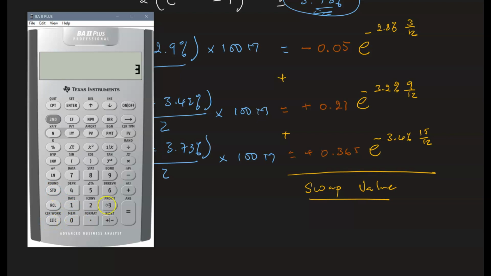Now we're going to do 3.2% multiplied by 9 divided by 12 equal, put the negative sign in front, second exponential, that gives us that. We multiply by 0.21 equal, that gives us 0.205, and that's the present value of the second cash flow. We're going to store that too.